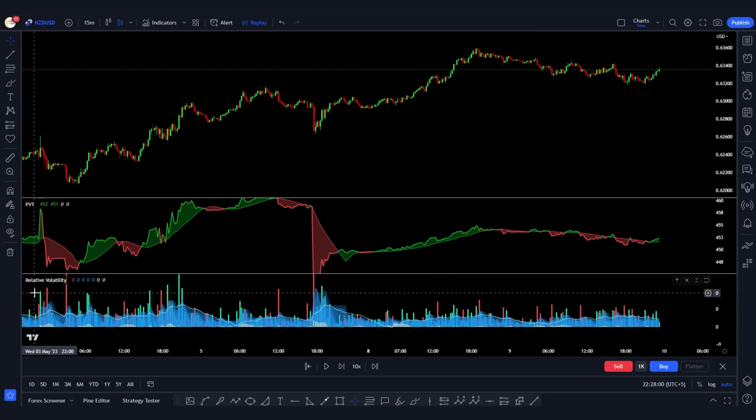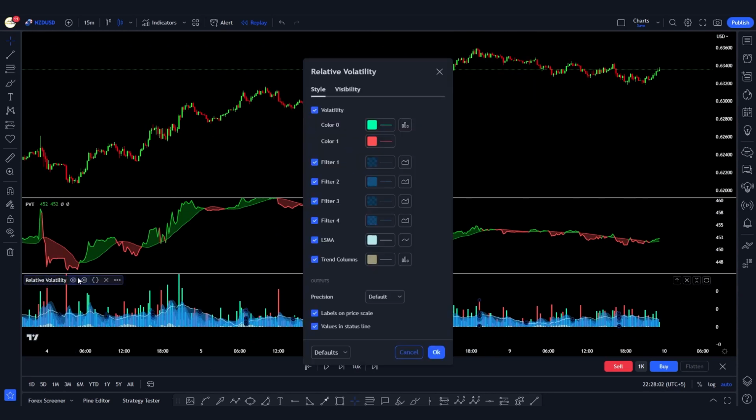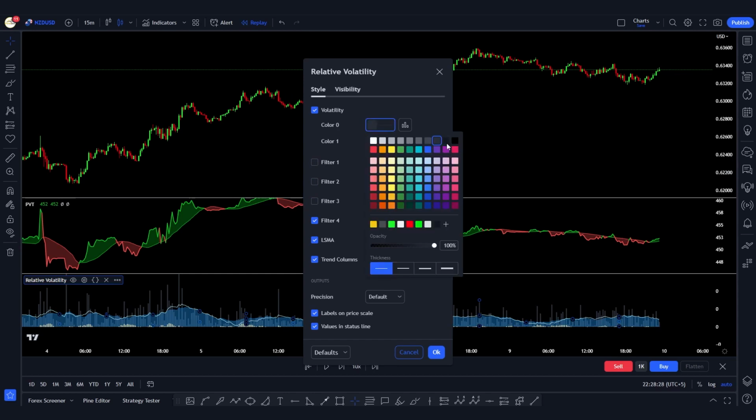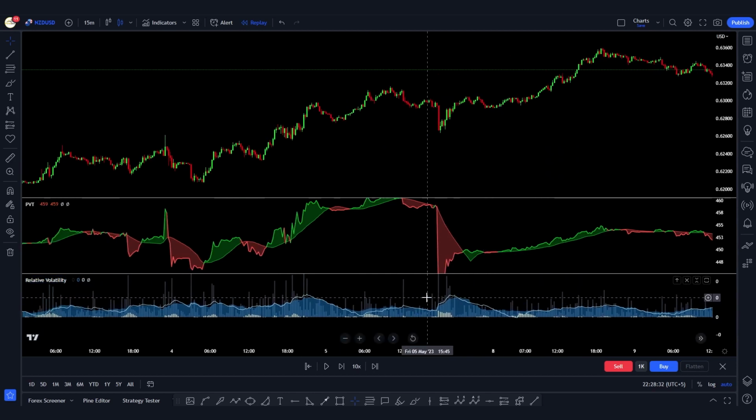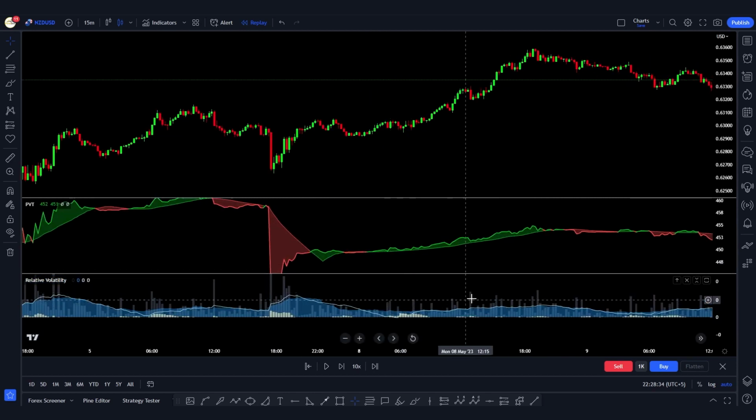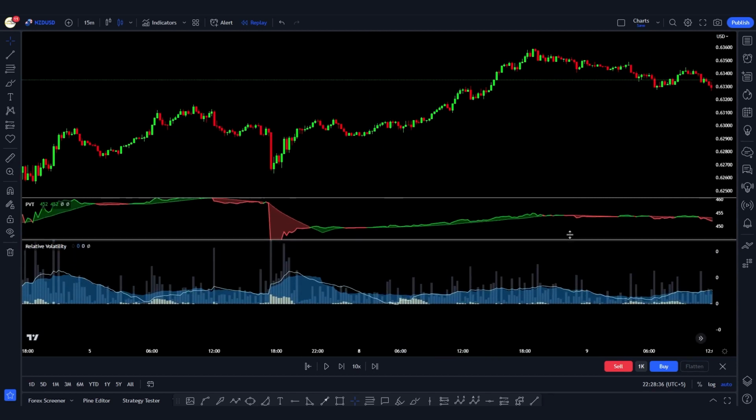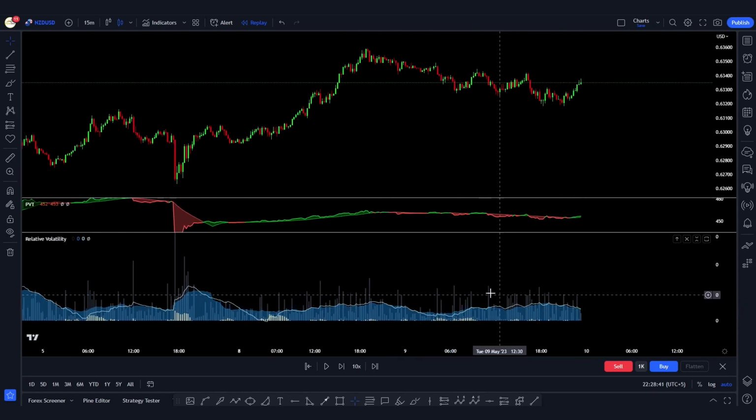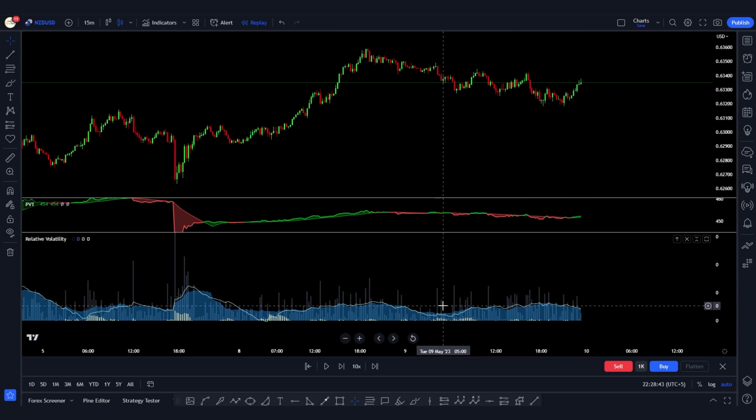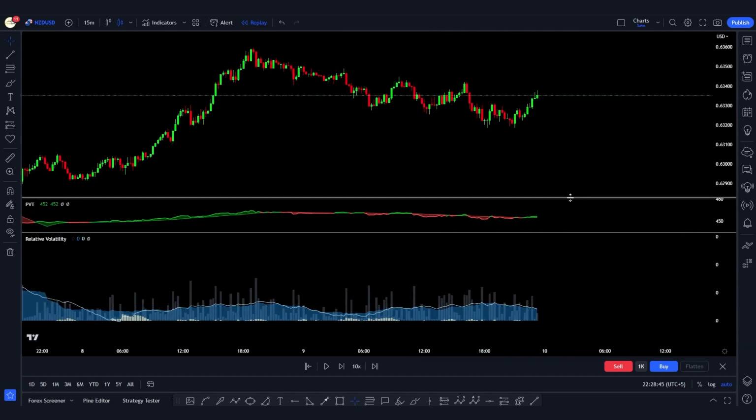Now let's go towards the settings of this relative volatility indicator, and let's do some modifications here. First of all, we're going to uncheck these filter 1, 2 and 3, and we are also going to change the color of these color 0 and color 1 volatility bars to the same color so that we can use them for our confirmation. And once this is done, let's go ahead and hit OK, and as you can see, now we get these volatility bars that are going above or below this moving average. So we will use this as our confirmation for taking a long or short position.